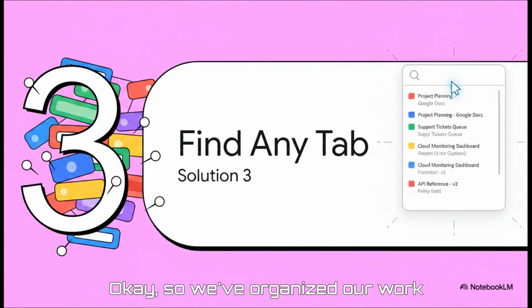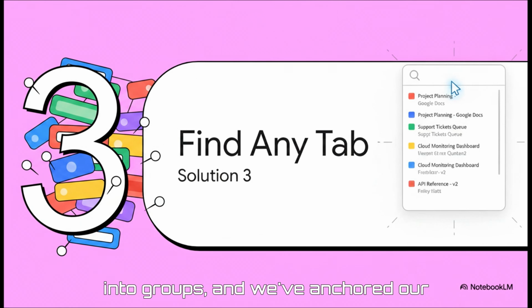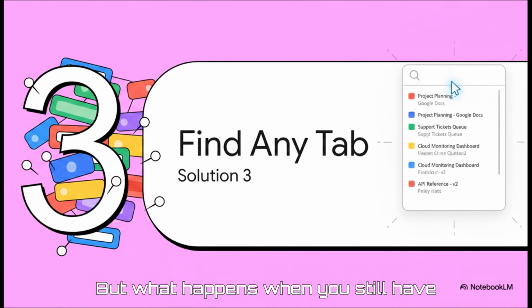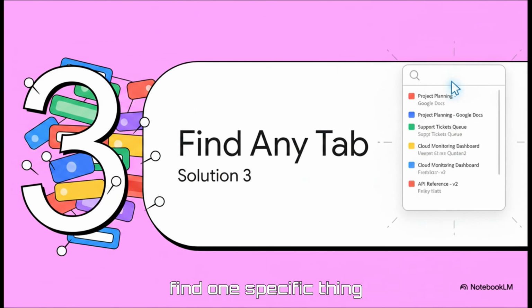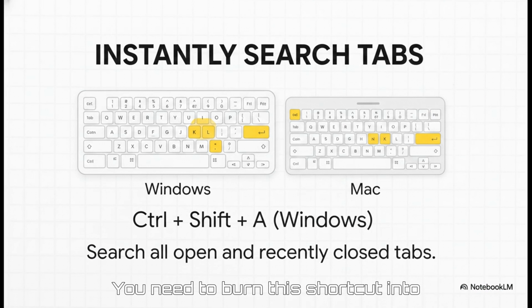Okay, so we've organized our work into groups and we've anchored our essential tools with pins. But what happens when you still have dozens of tabs open and you need to find one specific thing right now? Well, that's where our third tool, Tab Search, becomes your best friend. You need to burn this shortcut into your muscle memory. Control plus Shift plus A. That's Command plus Shift plus A on a Mac.